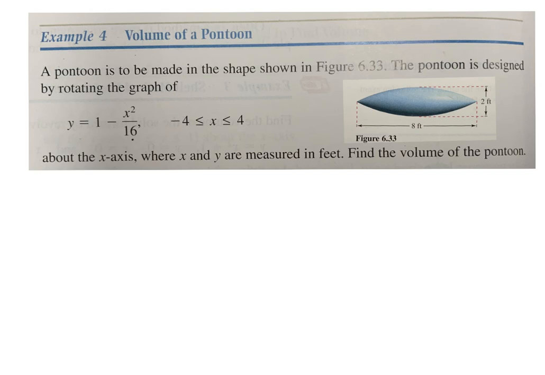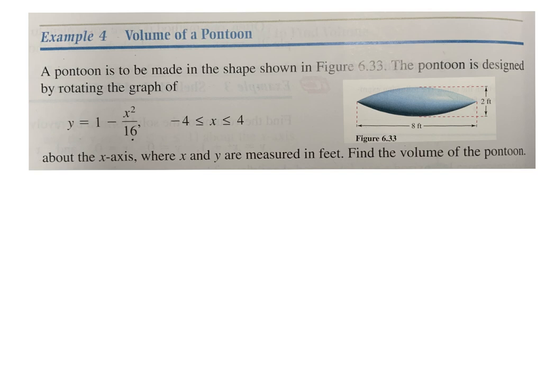The volume of a pontoon. A pontoon is to be made in the shape shown in this figure that they've given us. The pontoon is designed by rotating this graph, 1 minus x squared over 16, from -4 to +4, about the x-axis, all right? So the x-axis is y equals 0.